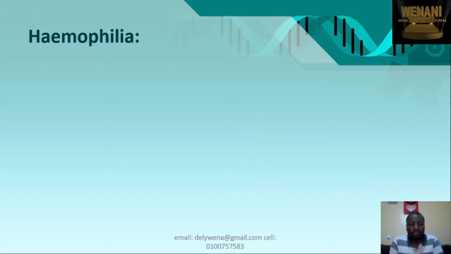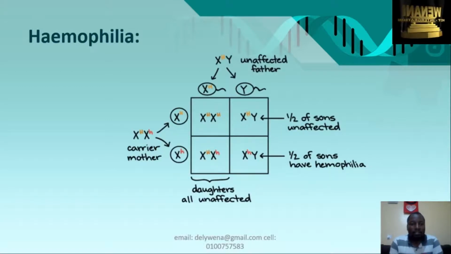In this case, we may find that half of the female offspring will be carriers, while the other half will be normal. And also, we can discover that half the males will be normal and the other half will be hemophilic. A good example is the cross I've done here, where we have two carriers. The daughters are all unaffected, but some of them are carriers, and half of the sons are unaffected while half of the sons have hemophilia.